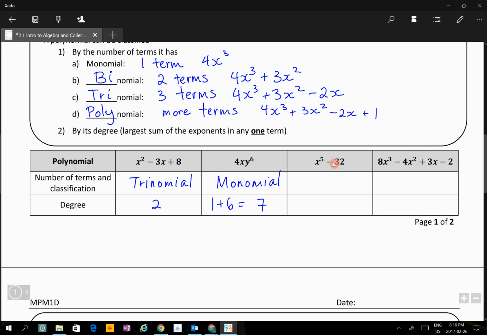Next here I have two terms separated by a minus sign. So that's going to be called a binomial. And the only variable term here is x with an exponent of 5, so the degree is 5. The last one here, we have a polynomial of 4 terms. There's no specific name for that. I'm just going to say this is polynomial. And we have here a term with x cubed. There are no other terms with variables with a higher exponent. 3 is the highest exponent, so the degree is 3.